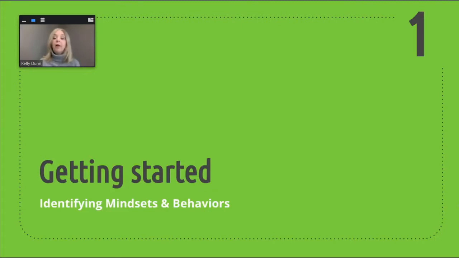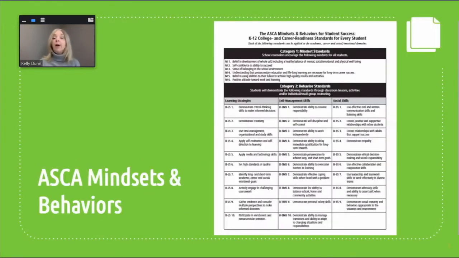The first step on the goal plan is to identify the student standards we'll want to address and teach students to help us meet our goal. You probably remember from Module 1 that in the ASCA National Model, student standards are the ASCA mindsets and behaviors. The mindsets and behaviors are based on research, and they describe the knowledge, skills, and attitudes that students need in order to achieve academic success, post-secondary and career readiness, and healthy social and emotional development. They identify and prioritize what students should be able to understand, believe, and do as a result of a comprehensive school counseling program.